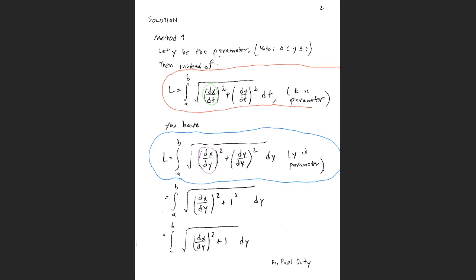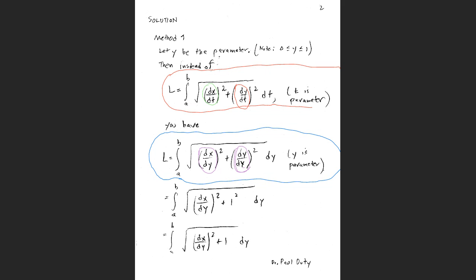Similarly, the dy dt would become dy dy, because the t is not your parameter, the y is your parameter. So it's not dy dt, it's dy dy.